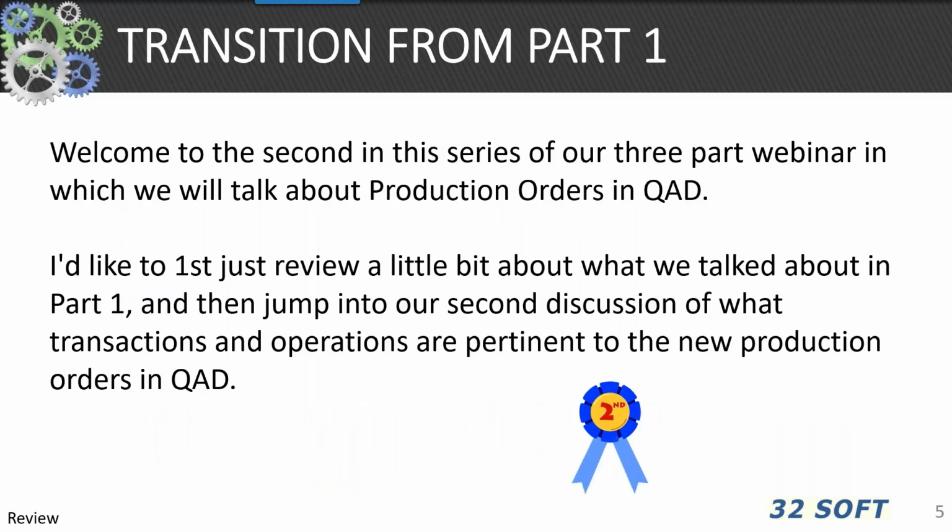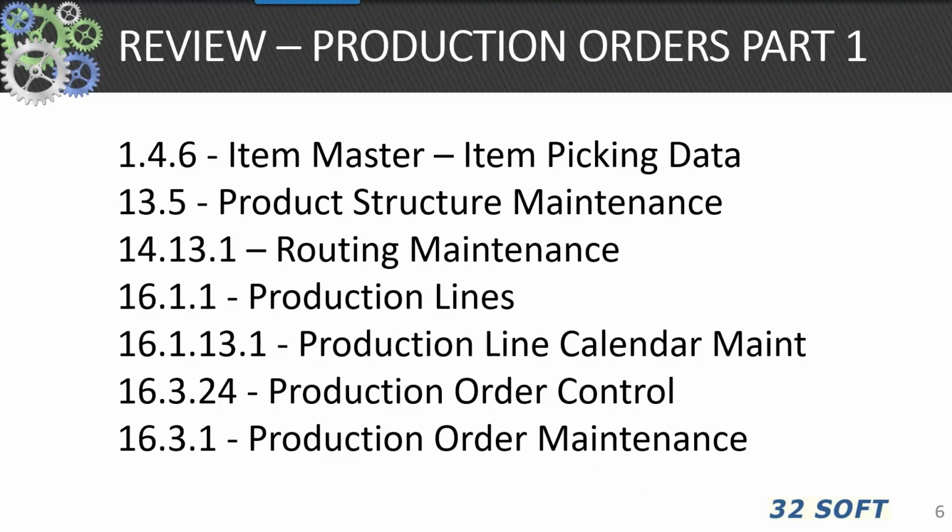Since this is the second in a series of 3 webinars about production orders, I'd like to take just a minute to review what we talked about last month and jump into the second discussion about operations. In part 1 in our webinar series, we covered a little bit about the item master. We talked about product structures, routings, which are pretty much the same. There are some significant changes in 1.4.6, which we'll cover. Then we covered production lines, production line calendars, allocations.